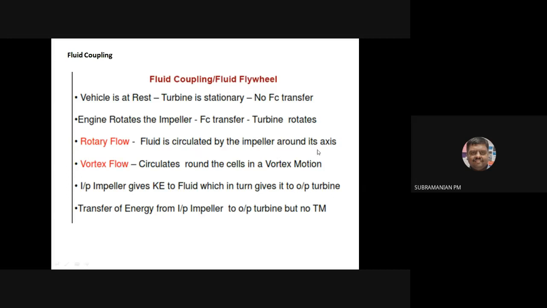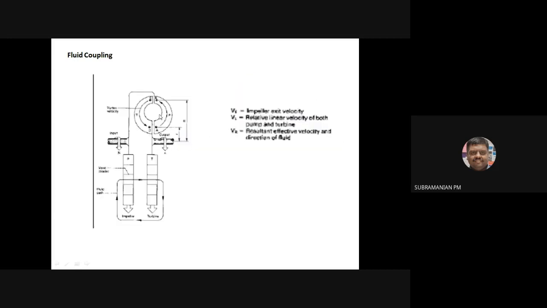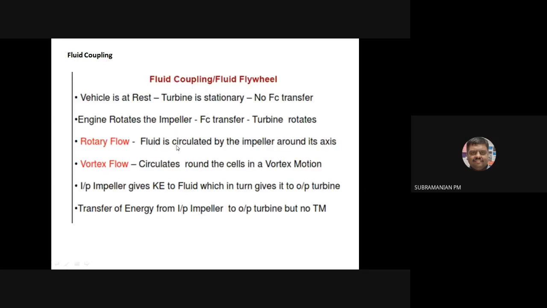So already I explained to you, whenever the vehicle is at rest, my turbine is stationary. That is, when I start my vehicle, the turbine will not be rotating. Once the engine is started, what will happen? My impeller will be rotating, okay? The turbine will be at rest. So initially, I have started my engine, but my vehicle is at rest, okay? That is, the turbine is stationary. The turbine is connected to my output shaft. Whenever the turbine is rotating, my output shaft will be rotating, okay?